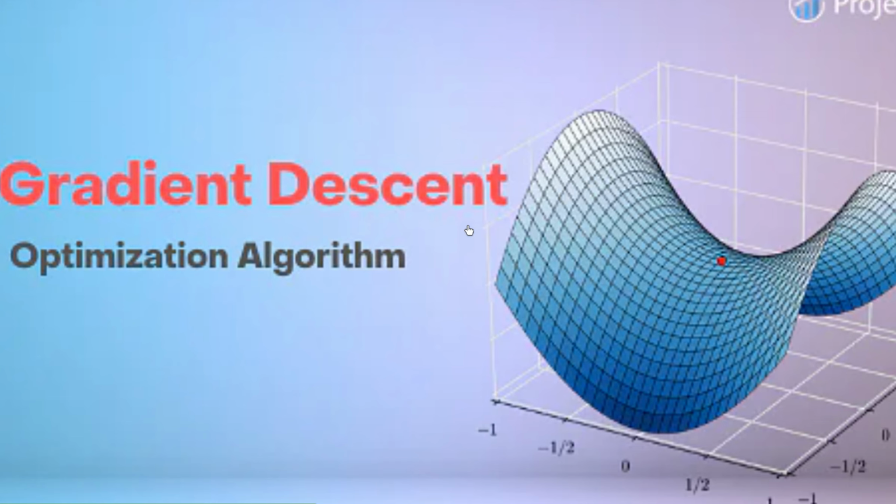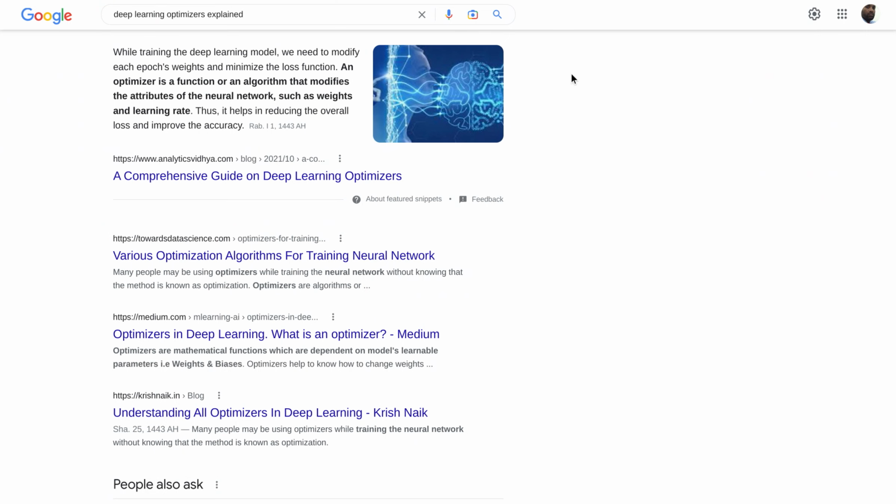So now, in the back propagation, we will use the optimizer. Now we are going to see how we use the optimizer. For example, here, what does Google show for a deep learning optimizer? While training the deep learning model, we need to modify each epoch's weight and minimize the loss function. The loss will come after getting the output values. The predicted output we denote as y cap.